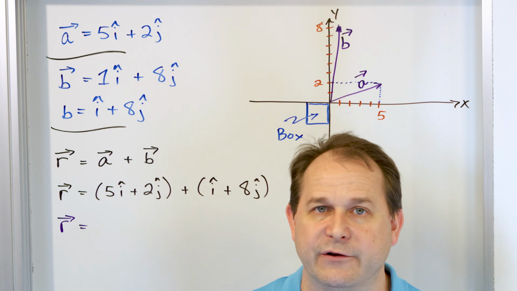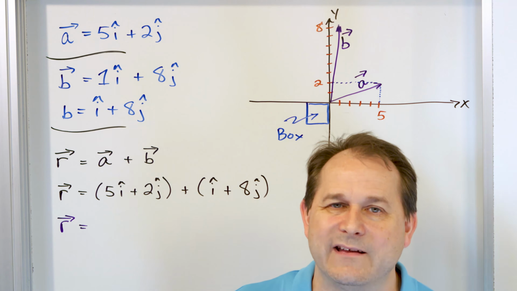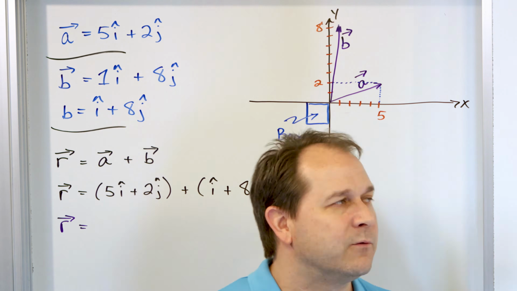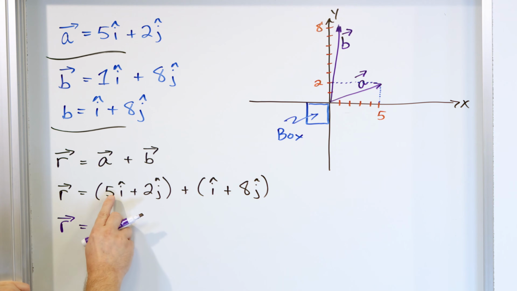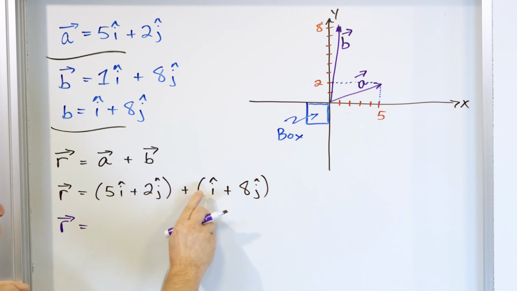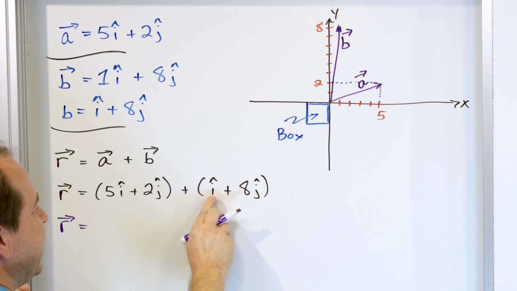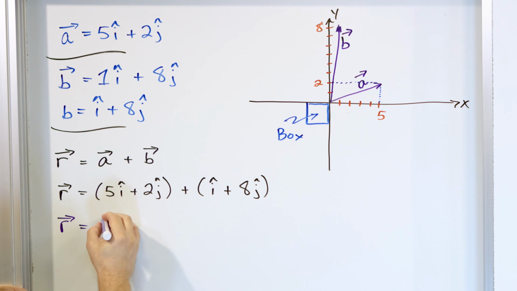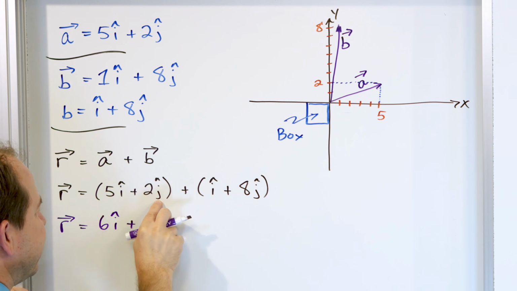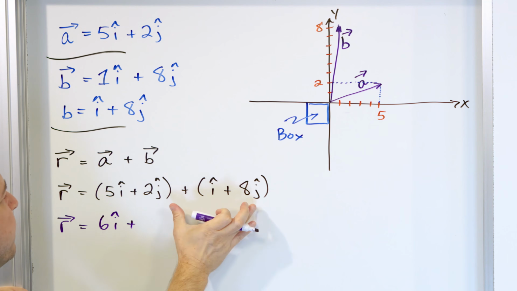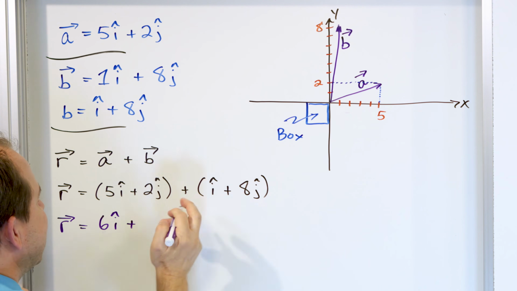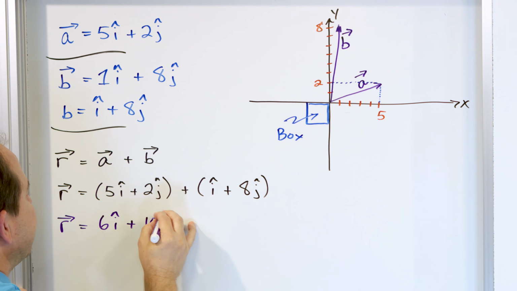Same thing with vectors and unit vectors. You can only add them if you have the same unit vector, right? So what you do is you say, well, here's 5 in the I direction, and here's another 1 unit in the I direction. I can add those together. So that's a total of 5 plus 1, which is 6 in the I direction. And then we're going to add to that, this is a j hat, this is a j hat, so these are both existing in the y direction. 2 plus 8 is 10 in the j direction.